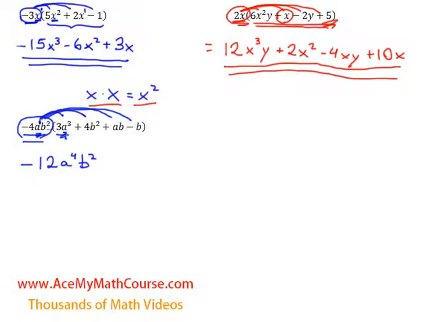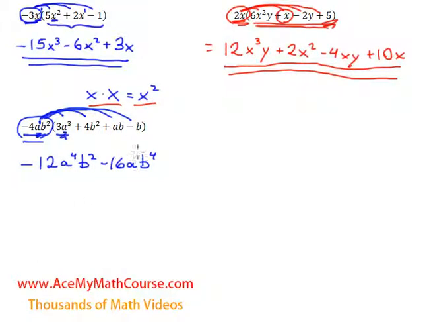Next term, negative 4ab squared times 4b squared. Negative 4 times 4 is negative 16. We just have this term with an a, so I can copy it down. And b squared times b squared is b to the power of 4. Because 2 plus 2 is 4.